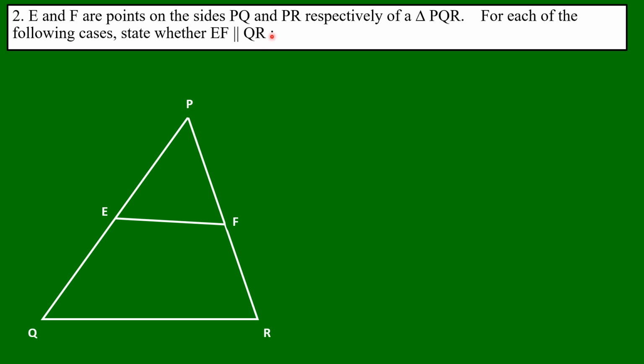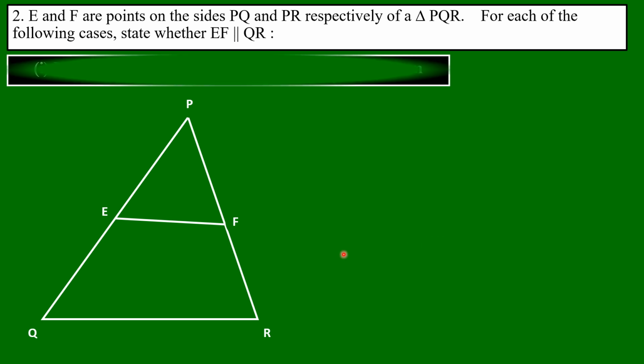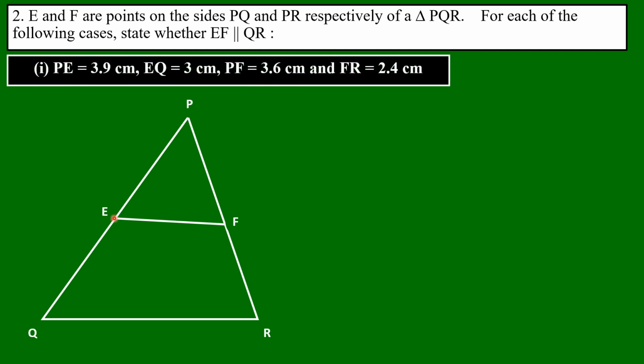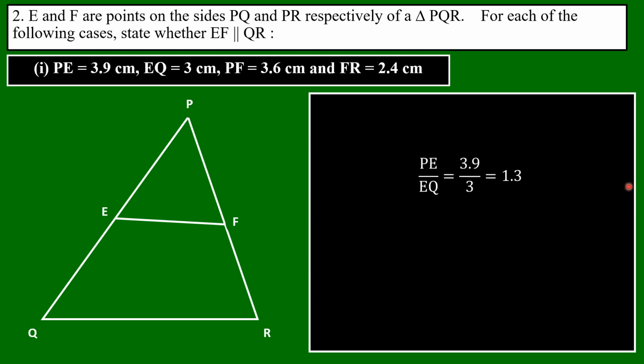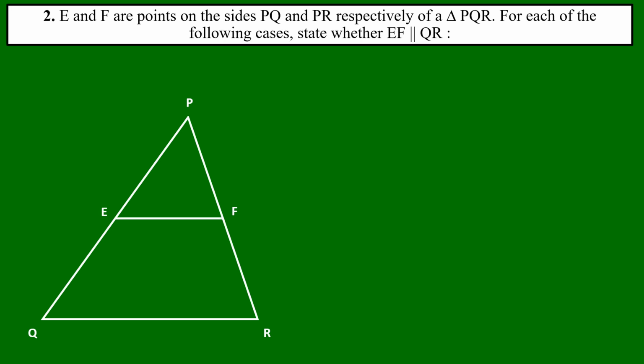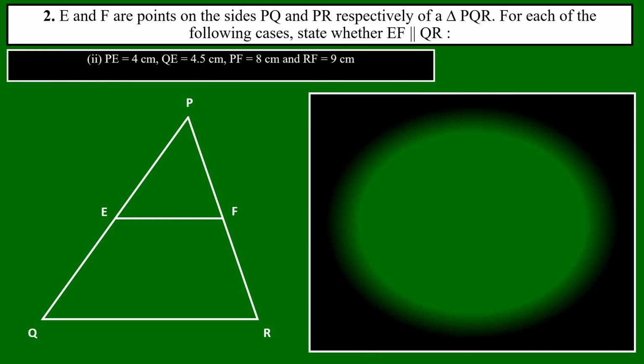So we are given a triangle PQR, right, with E on PQ and F on PR. We're given the values of PE, EQ, PF, FR in the first case. So let's see the ratio. We'll check the ratio only. PE upon EQ comes out to 1.3. PF upon FR comes out to be 1.5. So the ratio is not the same. Means this EF will not be parallel to QR.